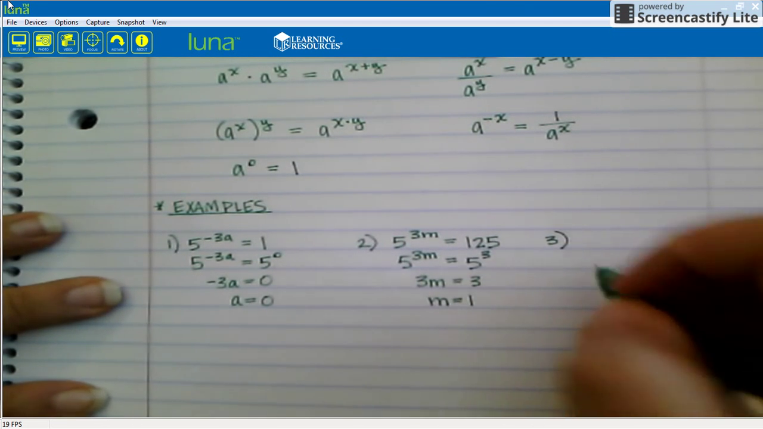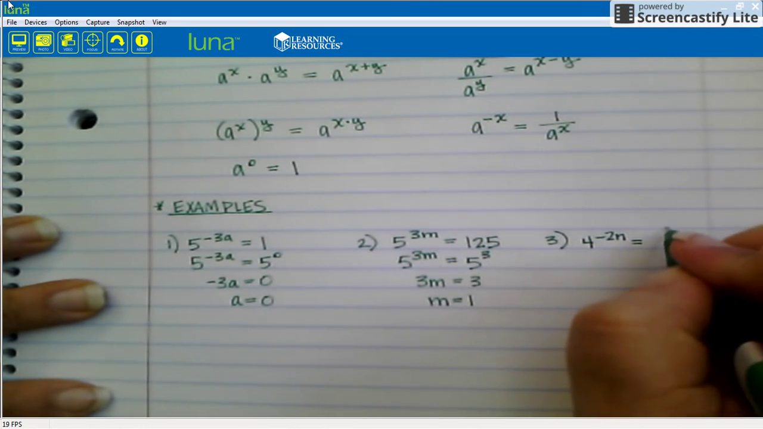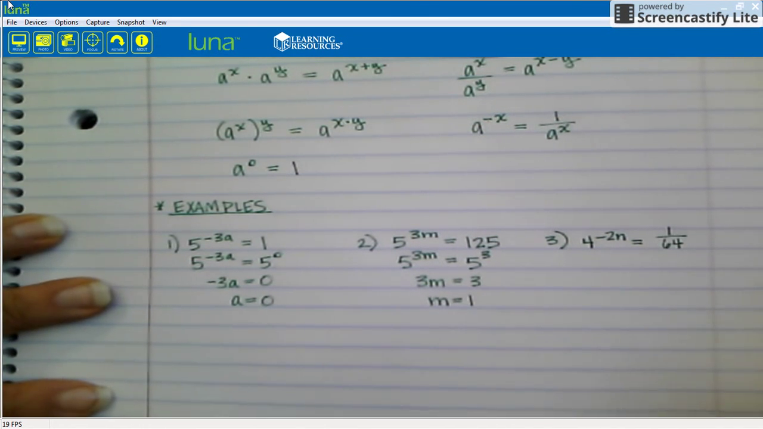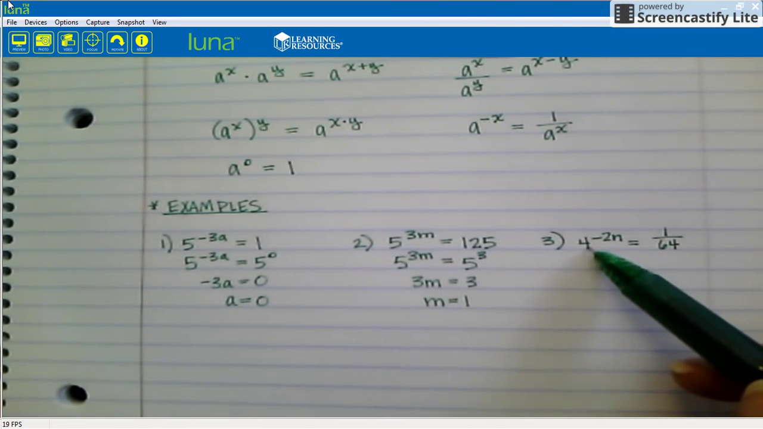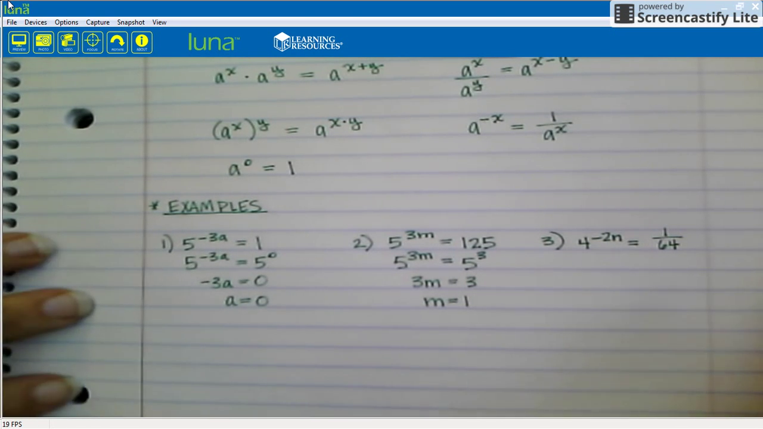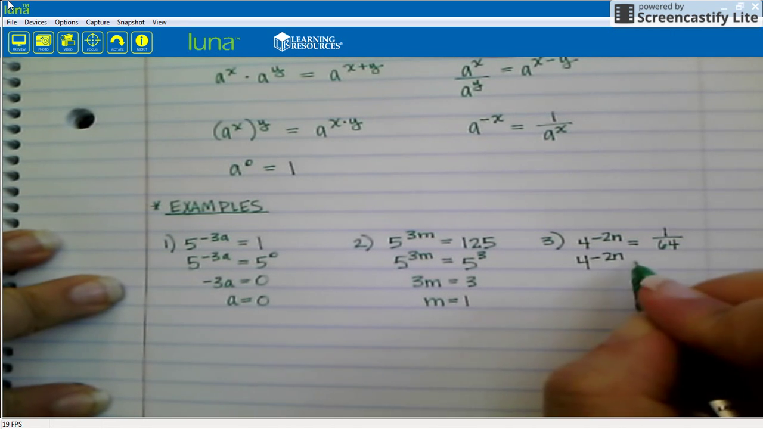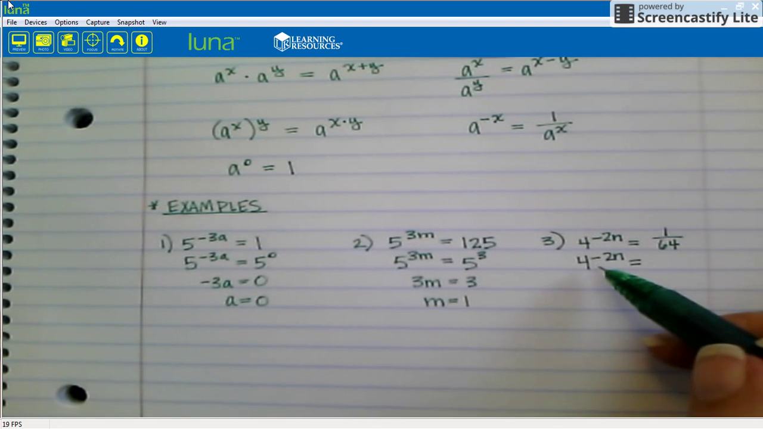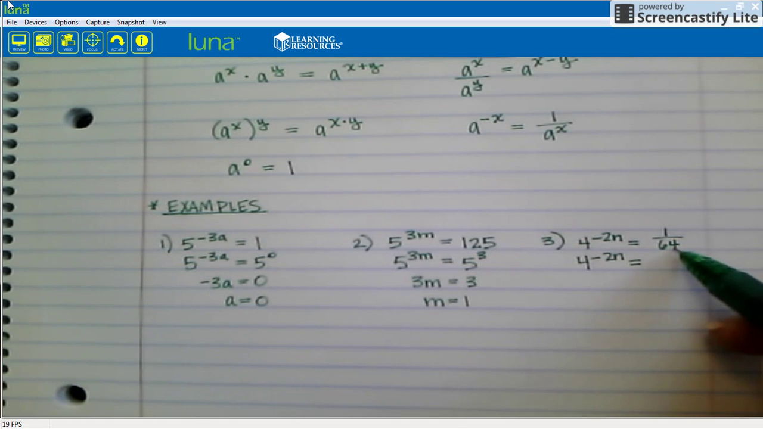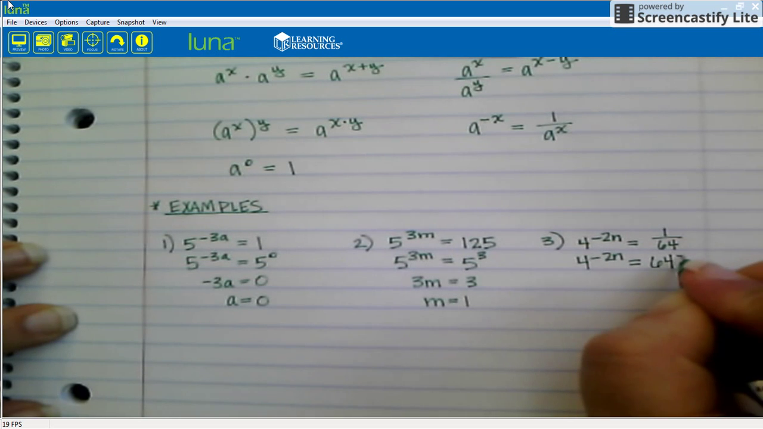As another example, we have 4 to the negative 2n is equal to 1 over 64. Well, before I can do anything else, I know that I need to make this 1 over 64 look like 4 as a power raised to some exponent. So I have 4 to the negative 2n is equal to, in order to make 64 and 4 look the same, I'm going to need to change both of the bases. So the first thing I do is I'm going to move my 64 to the numerator of the fraction by raising it to the power of negative 1.